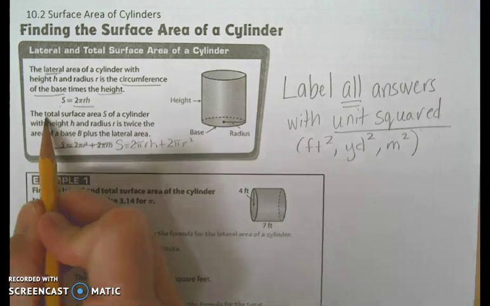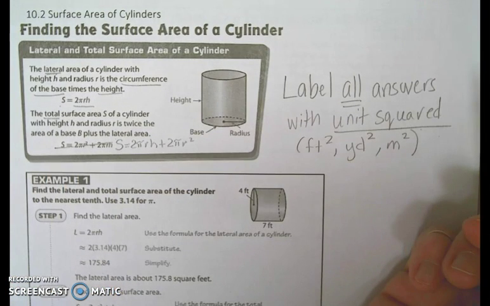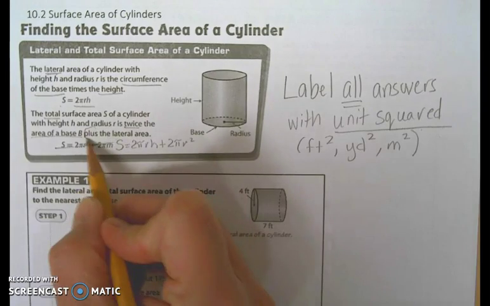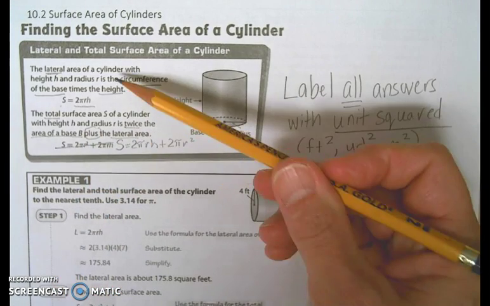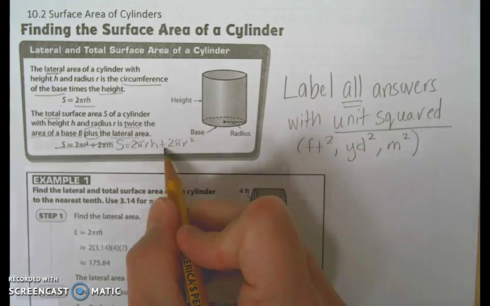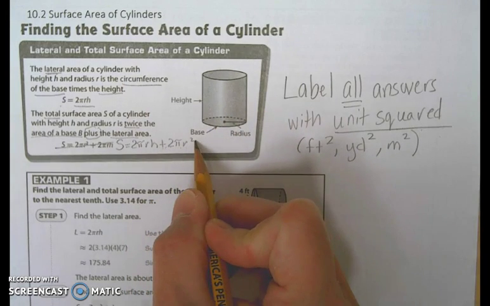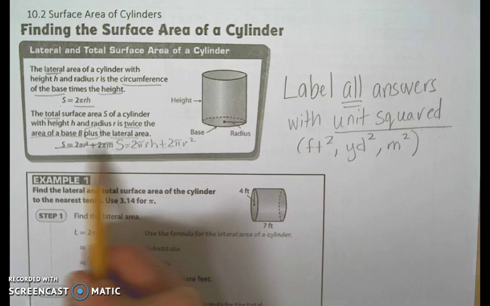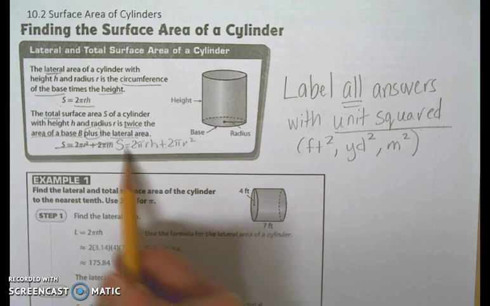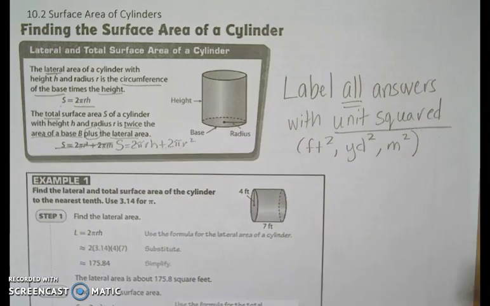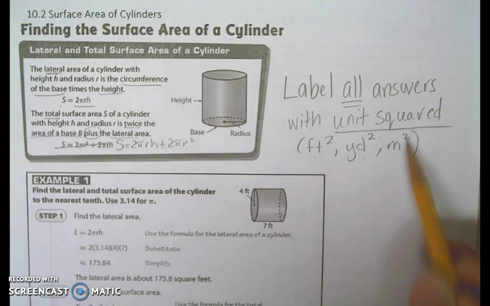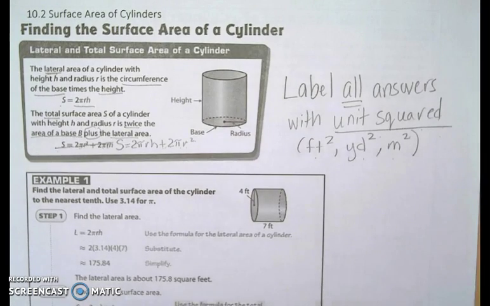If you're looking for total surface area of the cylinder with height h and radius r, it is twice the area of the base B plus the lateral. Well, you've already calculated the lateral area, so all you're doing is adding plus 2 pi radius squared, which is twice the base area. So take this formula and exchange these two pieces so that you'll have your lateral piece first. Make sure when you answer all questions that you label them with units squared: square feet, square yards, square meters, whatever unit of measure you're solving the problem in.